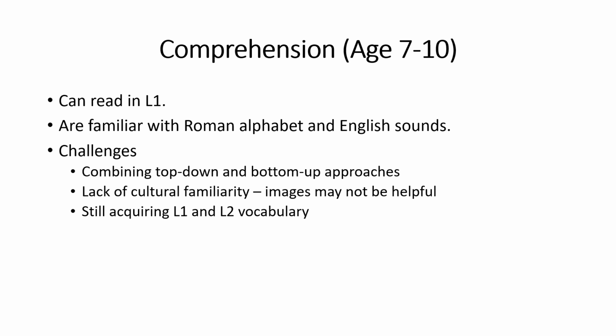As the children get a little older, maybe 7 to 10 years old, they can now read in their L1. They are also familiar with the Roman alphabet and English sounds, but still there are some challenges which we need to address. We need to combine top-down and bottom-up approaches to facilitate their comprehension. Still, there may be a lack of cultural familiarity, which means maybe images are not helpful for predicting the story in the storybooks. They are still acquiring L1 and L2 vocabulary, which could hinder their comprehension.